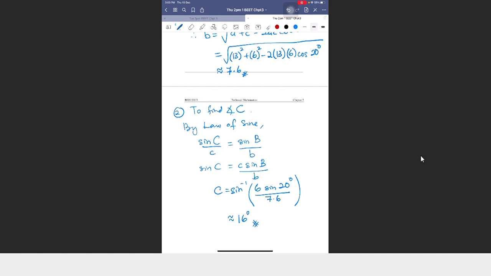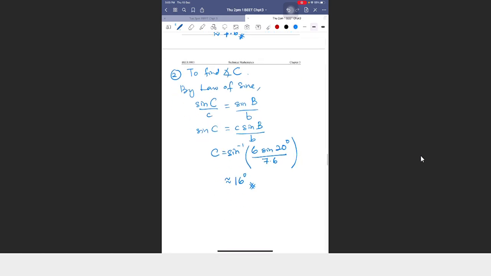But after this, you can try this question and use your law of cosine. You will see that you get the same answer here, which is 16 degrees. This is rounded to the nearest degree. During the exam, if we want you to round, we will mention, like, round to the nearest degree or round to one decimal place, etc. But if we don't mention it, it's up to you. Any answer, we will accept, as long as it's correct. So this is your angle C.